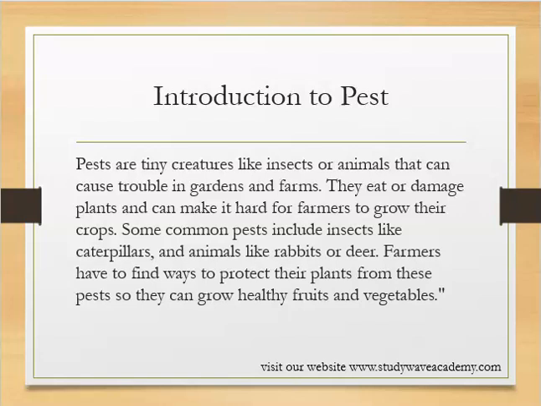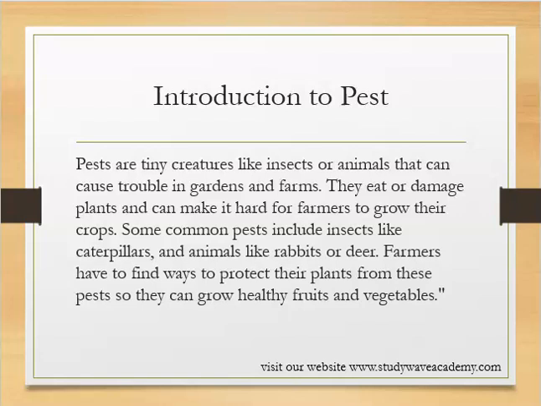What do we mean by pests? Pests are tiny creatures like insects or animals that can cause trouble in gardens and farms. They eat or damage plants and can make it hard for farmers to grow their crops. Some common pests include insects like caterpillars and animals like rabbits or deers. Farmers have to find ways to protect their plants from these pests so they can grow healthy fruits and vegetables.